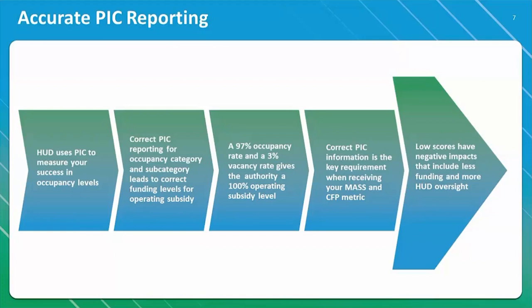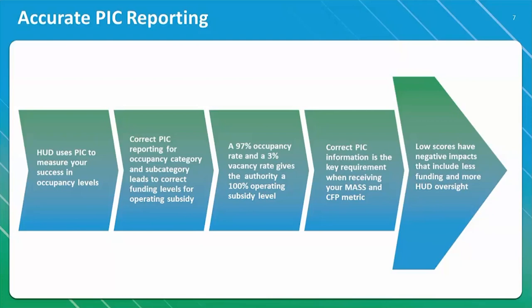As a reminder again, any data reported in PIC are key indicators or key requirements for HUD. HUD uses those as measures for MASS scoring and the CFP metric. This was also discussed in detail in earlier training sessions. Again, you want to make sure that you familiarize yourself with those and how they can impact your property based on the occupancy data reported. Know that low scores have negative impacts, always affect funding, and some can trigger HUD oversight.